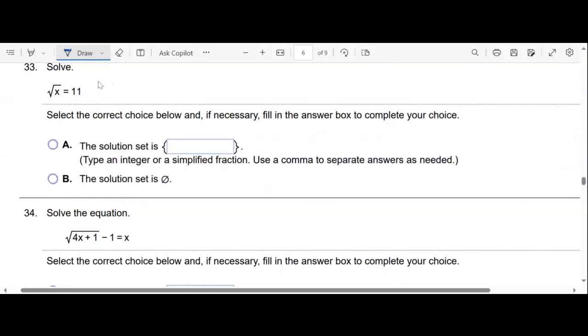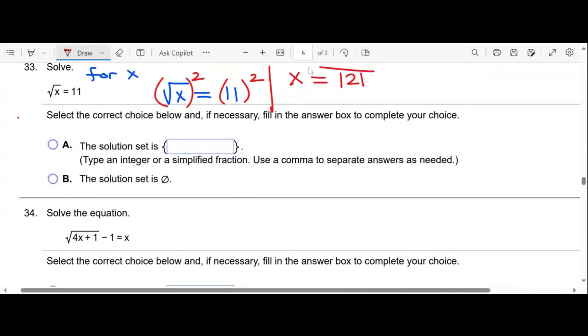He's asking to solve for what? X. To get rid of the square root, what should I do? Square it. Very good. You're so smart. This is really good. So x equals what? 121. Easy as easy.